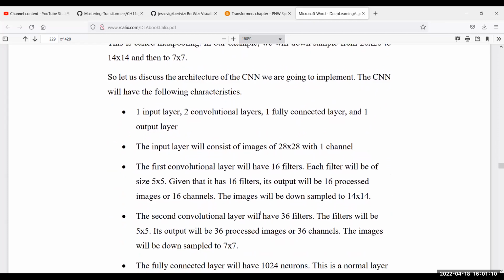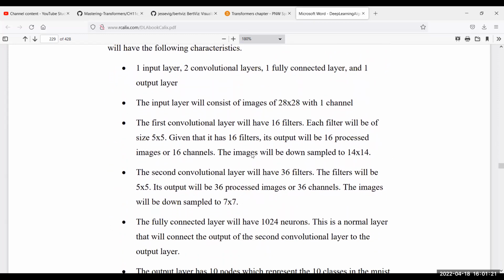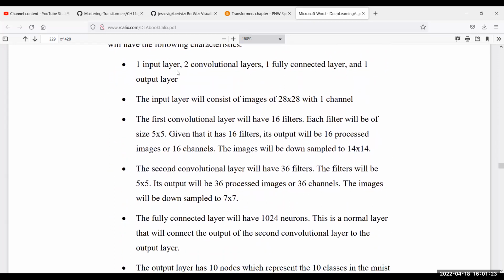Okay. So let's think now in terms of numbers of the following architecture. We're going to look at the architecture for a simple CNN. It'll have the following characteristics: one input layer, two convolutional layers, one fully connected layer, and the output layer. The input layer will consist of images of 28 by 28 with one channel, so it's only grayscale. The first convolutional layer will have 16 filters. Each will be of size 5 by 5.